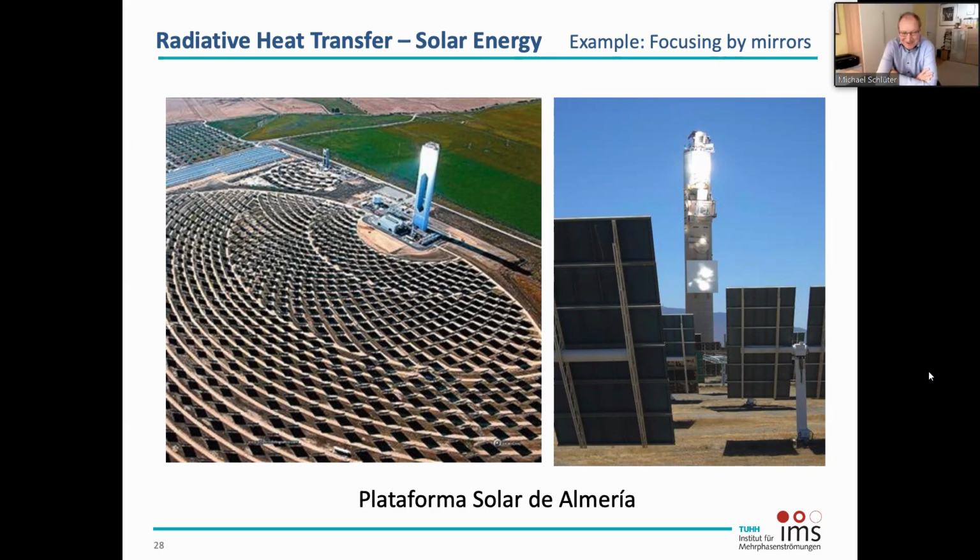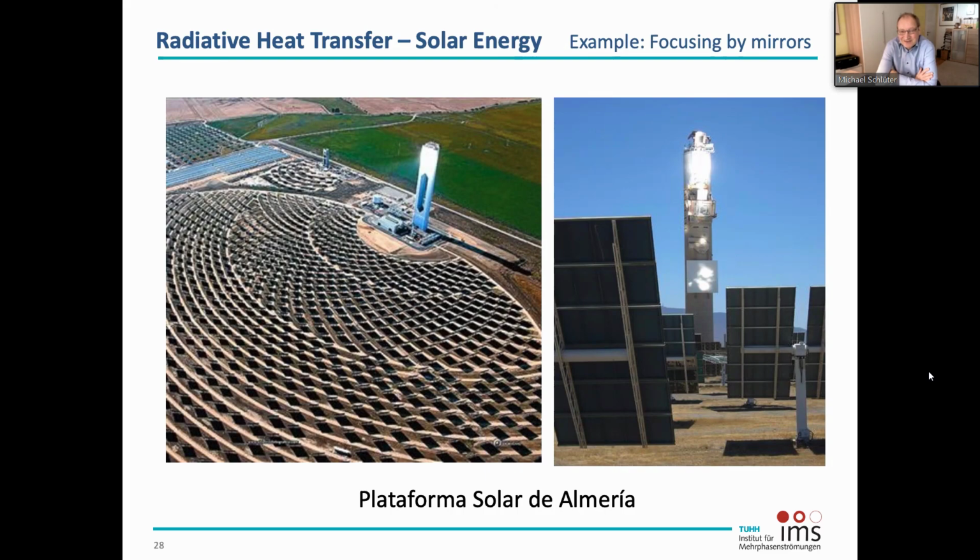Exactly. This is one of the biggest problems. In Almeria you also have a lot of sandstorms and dusty air, and this means that the mirrors are very often covered by dust, and the efficiency breaks down. You're right. And unfortunately, this is one of the biggest problems of many renewable energy plants, also for wind turbines and also for other systems.